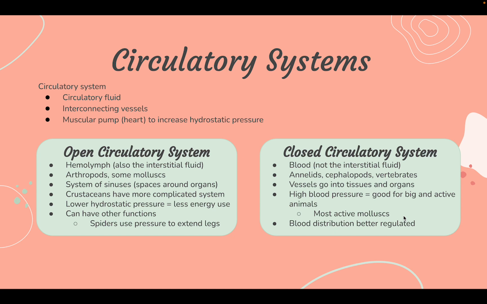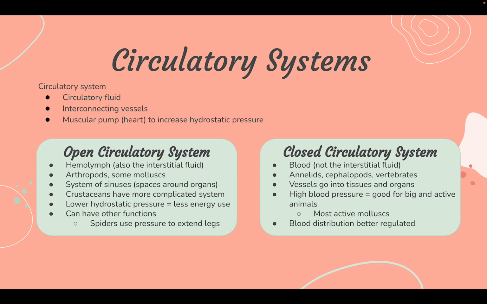All right, so now let's talk about circulatory systems. So, circulatory systems are going to have three main features, which are a circulatory fluid, interconnecting vessels, and a muscular pump or heart to increase hydrostatic pressure, which is essentially the pressure of a fluid pushing out.